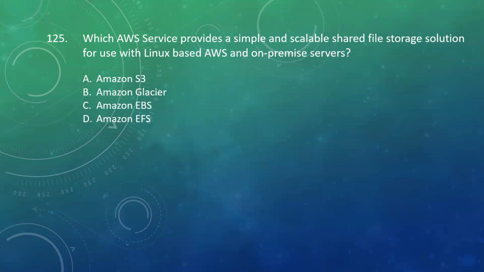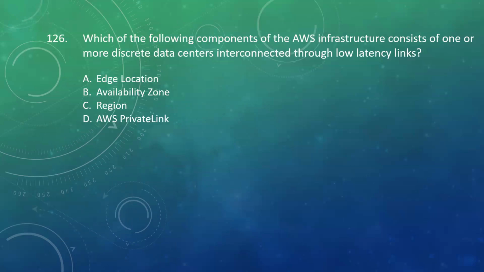You should already know the correct answer based on the previous explanation, so I'll directly head to the solution. The right answer is option D, Amazon EFS. For your future reference, EBS is block storage and Glacier is one of the classes of S3 storage, which is again an object-based storage. Question number 126.